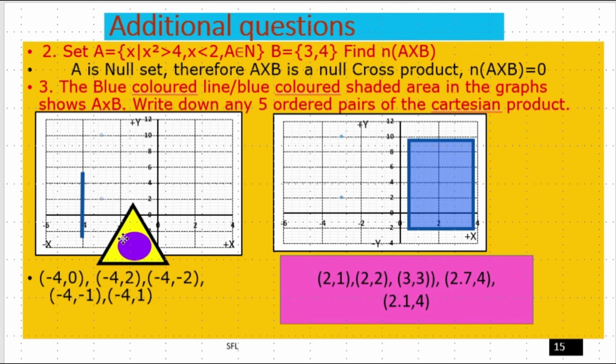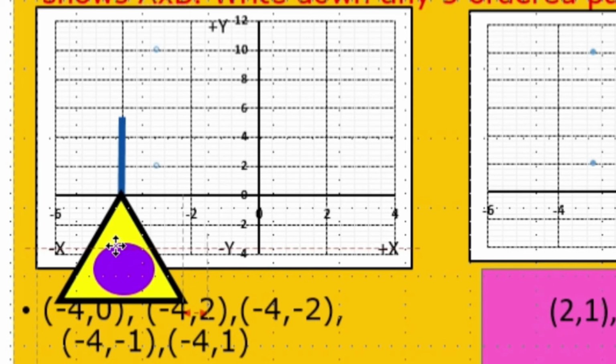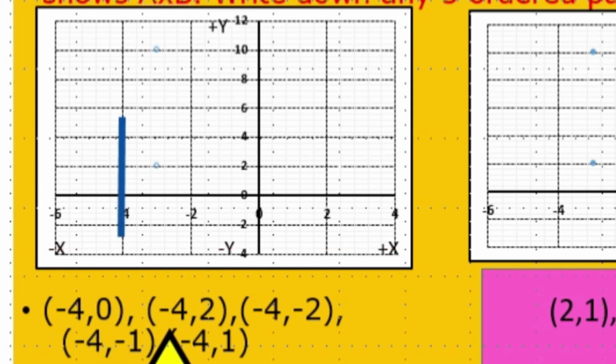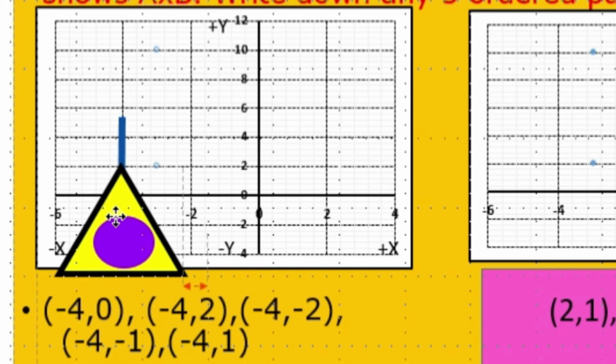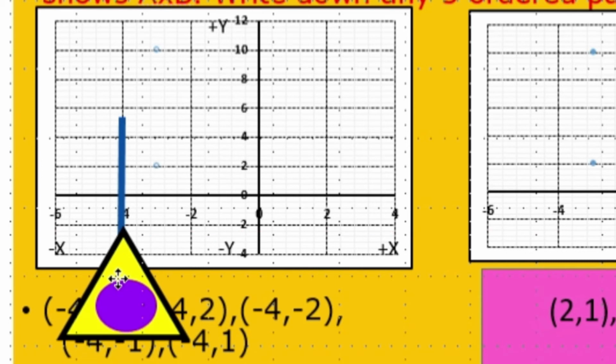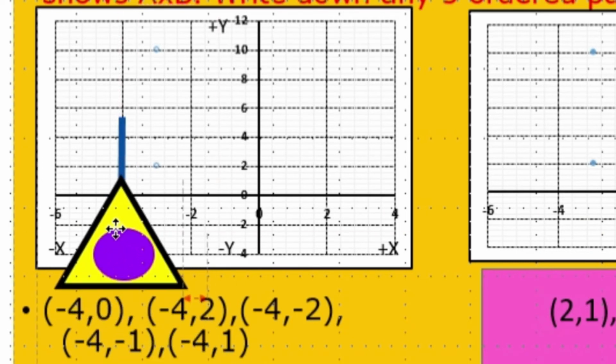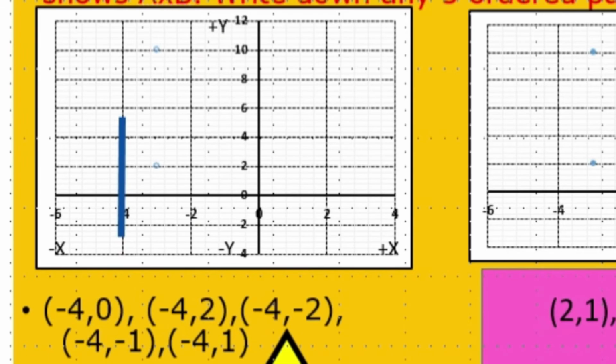Then, in the graph, the shaded region is A cross B. Therefore, it contains ordered pairs. Here, this is the blue line only. So, here, minus 4, 0, that is a point on the x-axis. Then, minus 4, 2, this point. Minus 4, minus 2, a point at this place. Then minus 4, minus 1, this point. Then minus 4 comma plus 1, this point. All are lying on this shaded line.